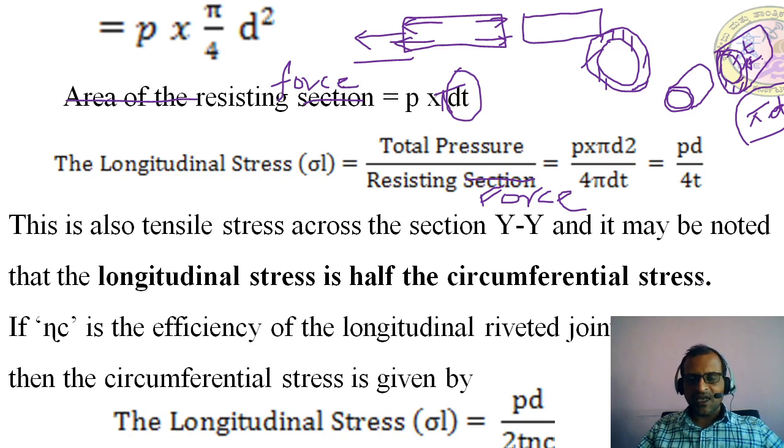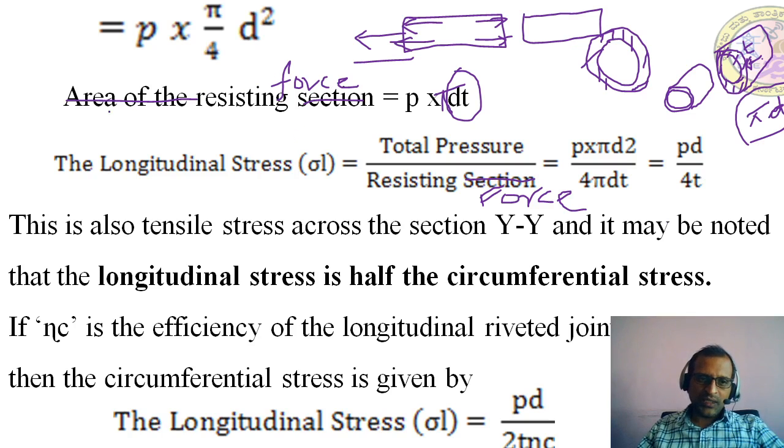Circumferential stress was PD by 2T, and this comes to PD by 4T. So if it is PD by 4T, then what happens, it is 2 times less. So it is half. Instead of PD by 2T, PD by 4T comes, so this is half of that, right?